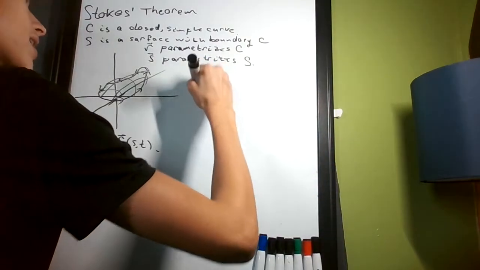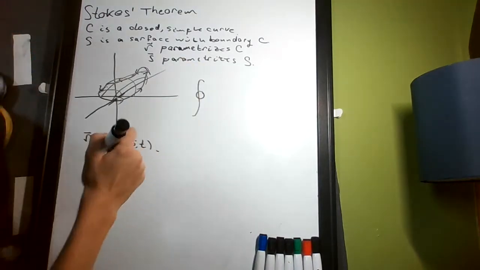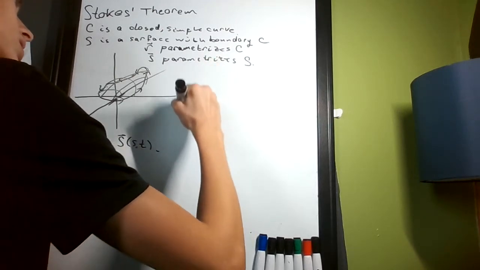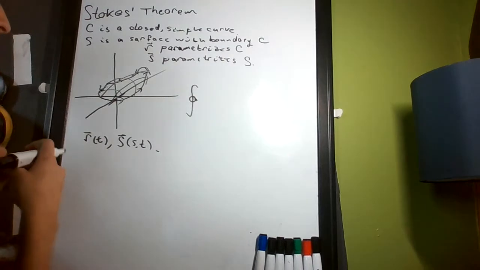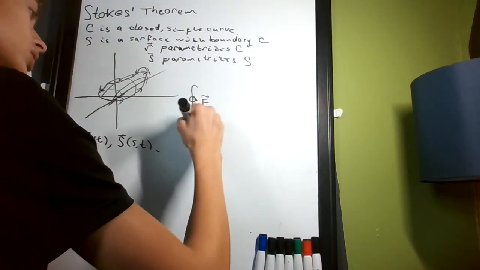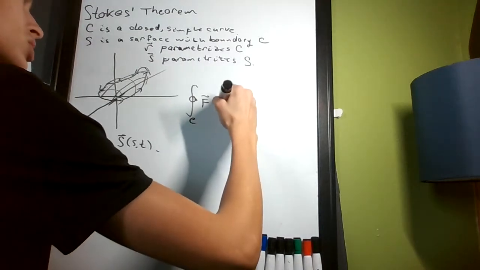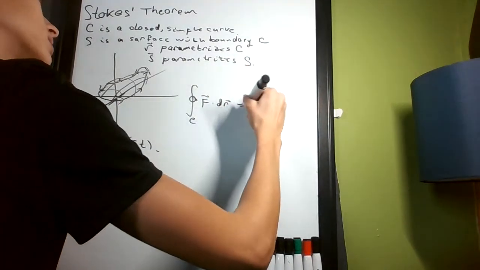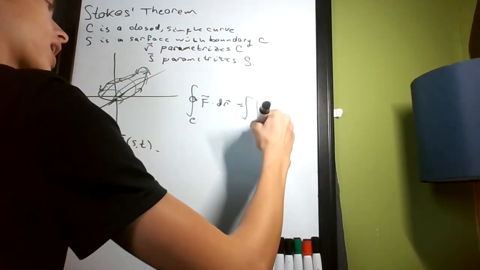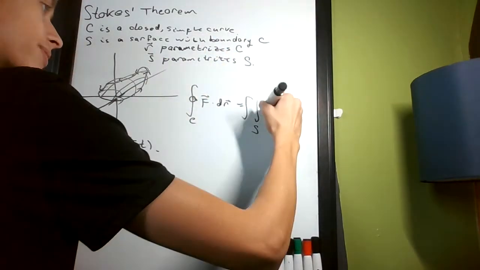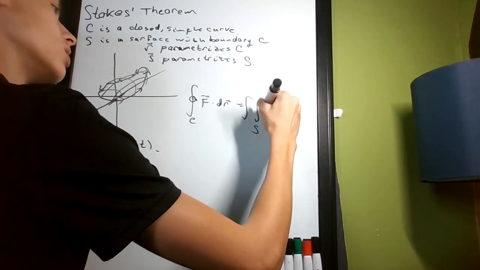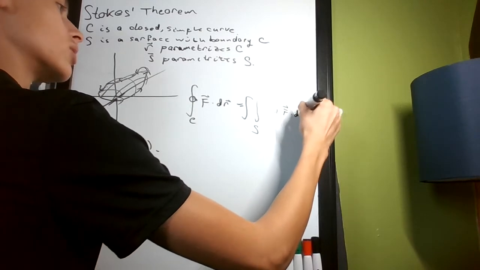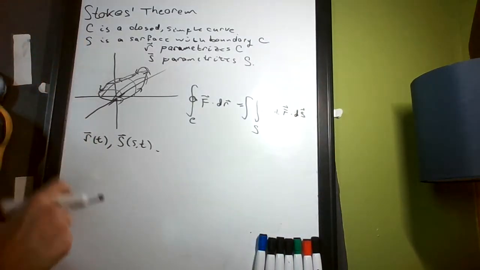So what it says is that if I look at the line integral, counterclockwise specifically, of some vector field F along C, dotted with the differential with respect to our parameterization, it's going to be the same thing as the surface integral of the curl of our vector field F times the differential with respect to our s and t.